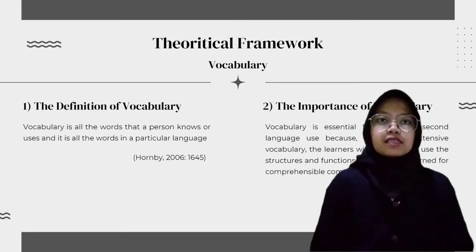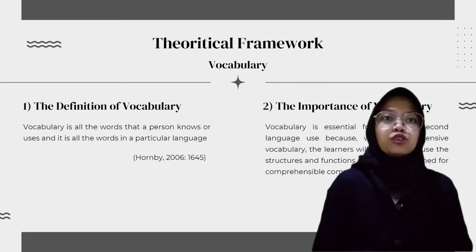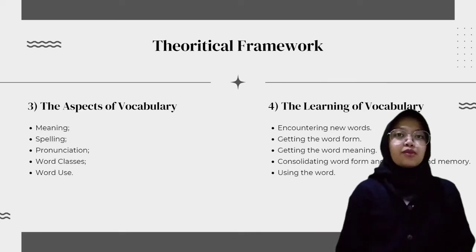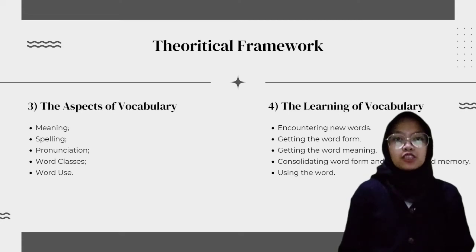And then the second one is the importance of vocabulary. According to Rivers, as cited in Nunan, 1991, vocabulary is essential for successful second language use because without an extensive vocabulary, the students will be unable to use the structures and functions for comprehensible communication. The third one is the aspects of vocabulary. According to Ledo, as cited in Mardianawati 2012, there are some vocabulary aspects as follows. For the first is meaning, and then spelling, and then pronunciation, and then word classes and word use.